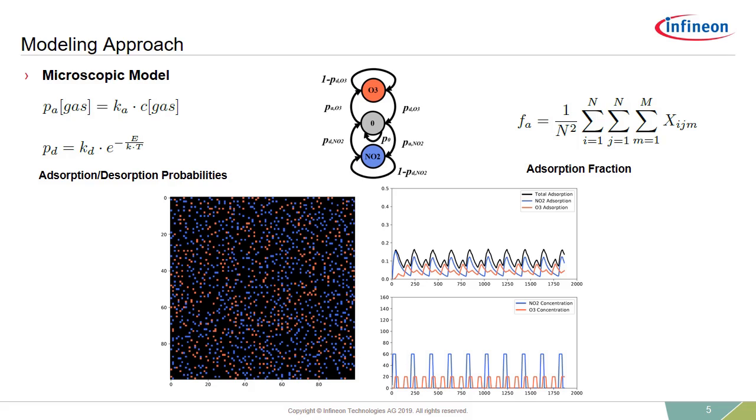The figure on the lower part of the slide shows one step of the simulation. So it's basically a simulation snapshot, where the blue dots represent NO2 molecules on the sensor and the red dots represent ozone molecules on the sensor. On the upper right of the figure, the adsorption fraction is shown over several time steps, and the according gas concentrations are shown on the lower right, which is basically the input of the sensor model.